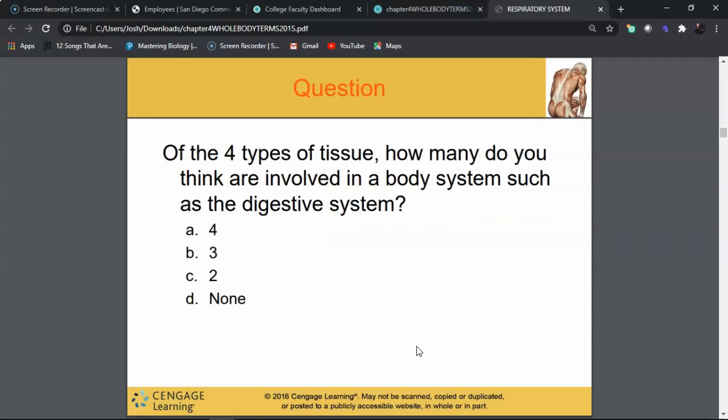It says, of the 4 types of tissues, how many do you think are involved in a body system such as the digestive system? What we'll find after looking through all of this, and as you go through this whole course, is that most of our body systems involve all 4 of these tissues: connective, nervous, muscle, and epithelial.